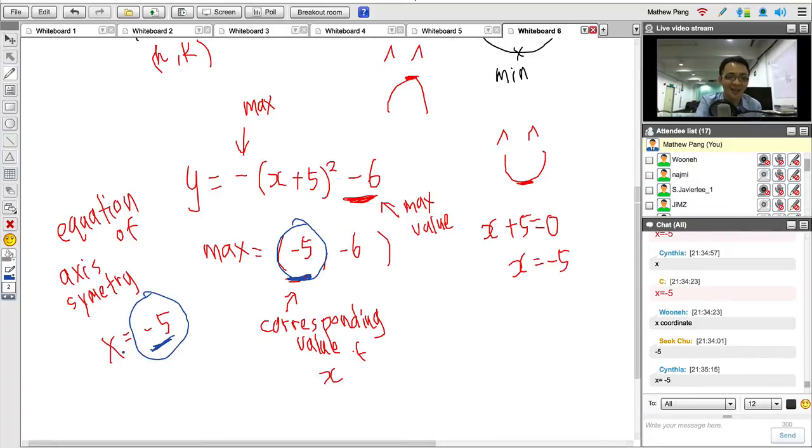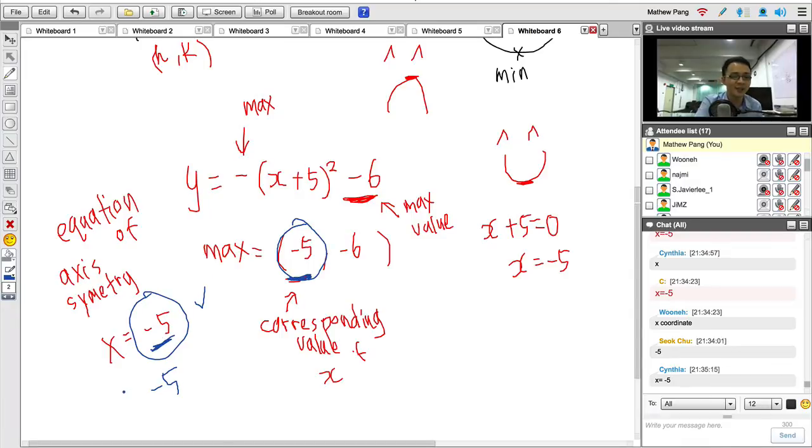Just say x equals -5, because this is the so-called equation. If you write -5, that is not the equation. -5 is the value. Equation must be something equals to something. Most of the time, an equation will have x equals to something, or y equals to something, or y equals to mx plus c.